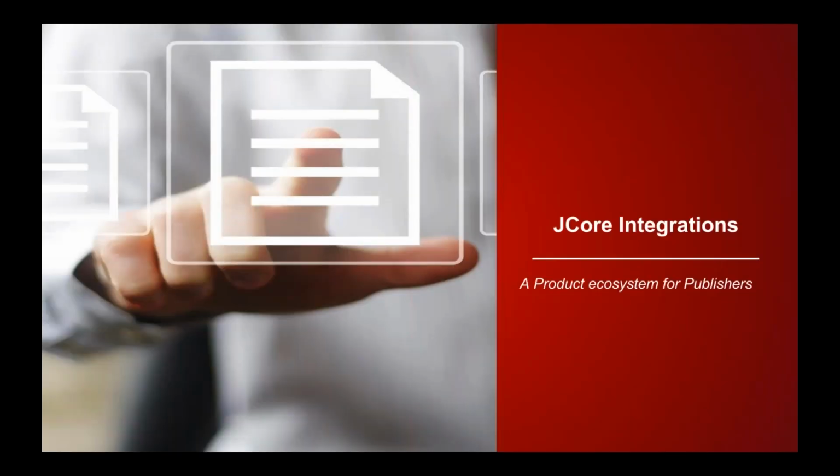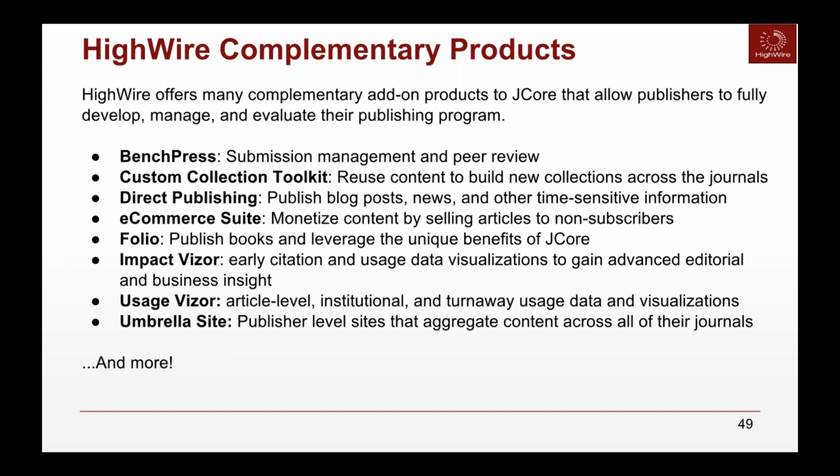So I'm going to skip over a couple things, but I do want to go next to what it looks like for JCore integrations. So JCore is really a product ecosystem for publishers, meaning that HighWire has additional add-on products that you can use to sort of build out your publishing program online, as well as we integrate with a number of different services. So we start there. Here's a small list of our complementary products, and we offer even more.